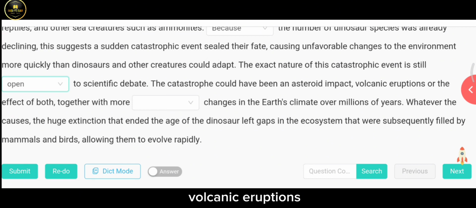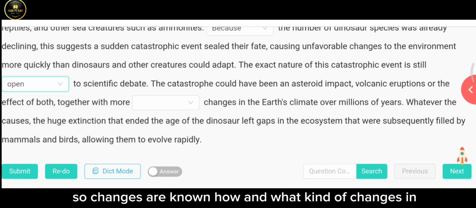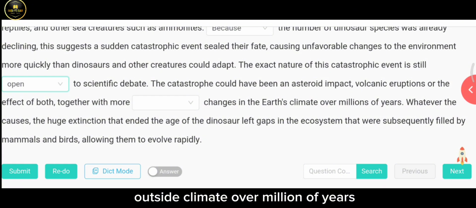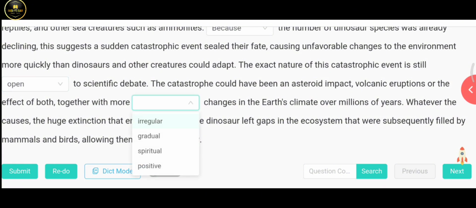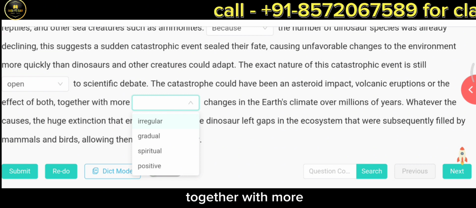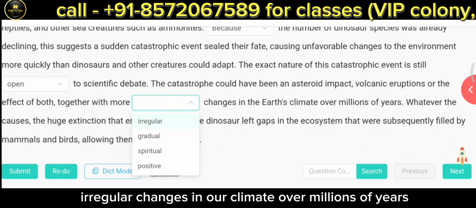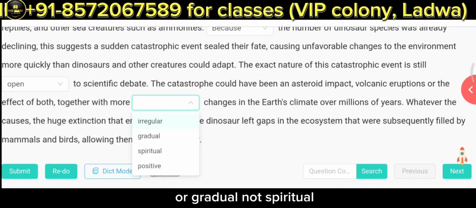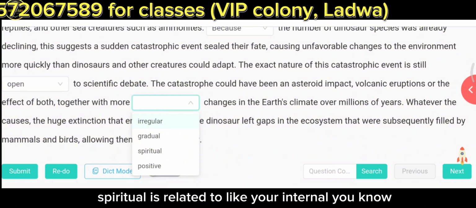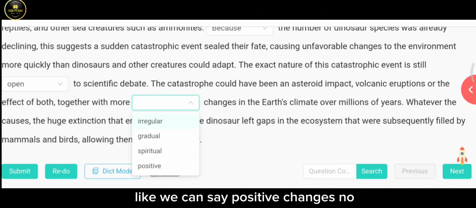The catastrophe would have been an asteroid impact, volcanic eruptions, or the effect of both, together with more dash changes. So changes as a noun. How and what kind of changes in Earth's climate over millions of years? Volcanic eruptions, the catastrophe. See, it's a negative sentence. Could have been an asteroid impact, volcanic eruptions. It's also a negative word, or the effect of both, together with more, it cannot be positive and spiritual. I guess irregular changes in Earth's climate over millions of years, or gradual. Not spiritual. Spiritual is related to your internal self, like we can say. Positive changes, no, it's a negative sentence, so we cannot say.